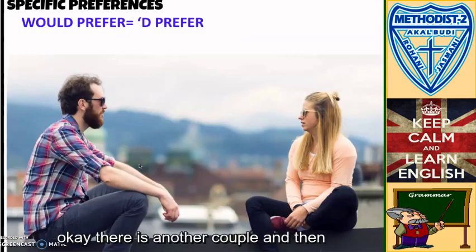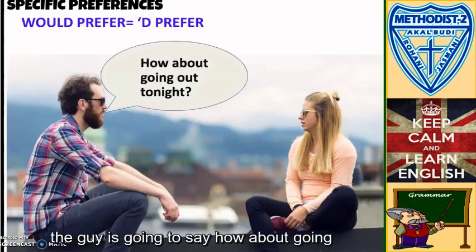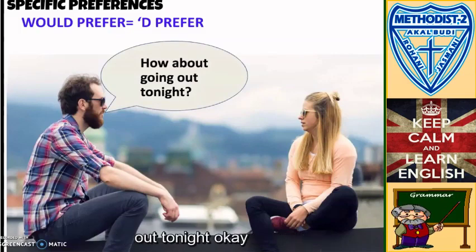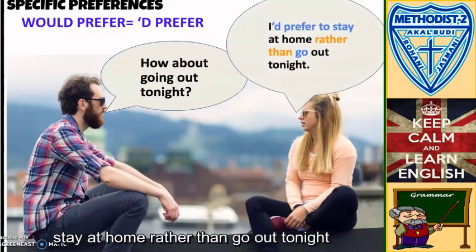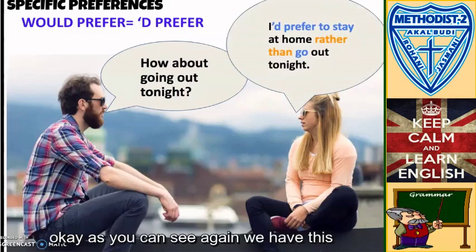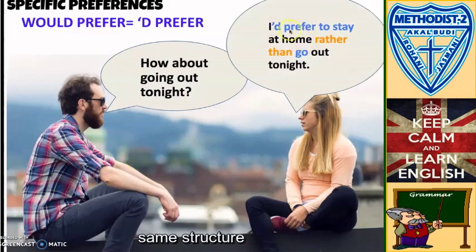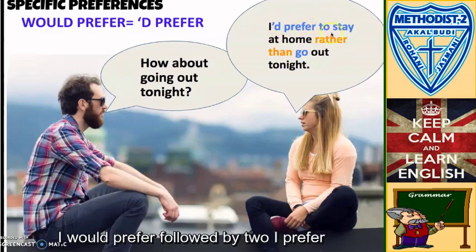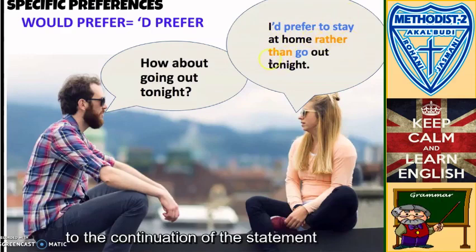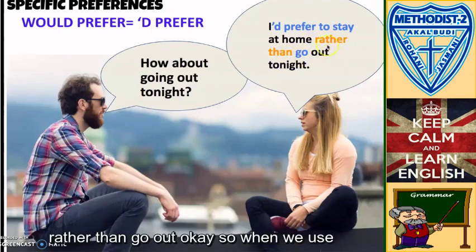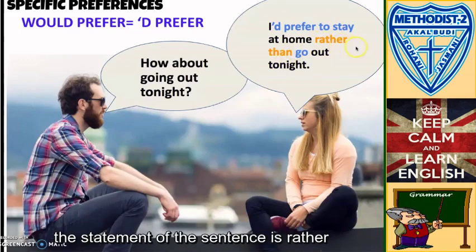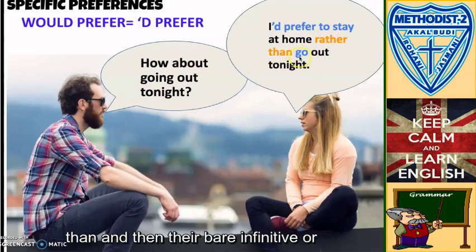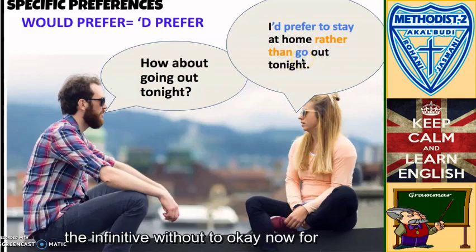There is another couple, and the guy is going to say, how about going out tonight? Next she's going to say, I'd prefer to stay at home rather than go out tonight. As you can see, we have this same structure, I would prefer, followed by to. I'd prefer to stay at home, but pay attention to the continuation of the statement, rather than go out. So when we use would prefer to, the second part of the sentence is rather than, and then the bare infinitive, or the infinitive without to.